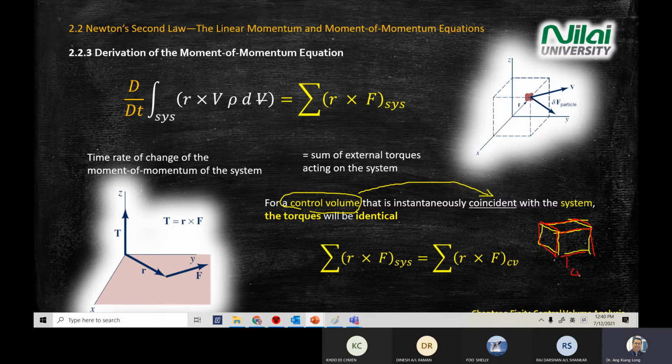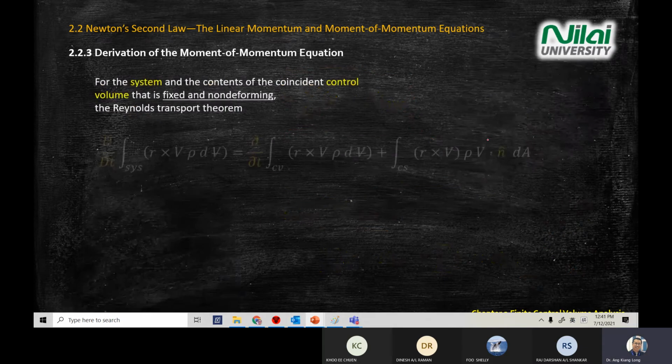The red color is your control volume when you do analysis. So the torque inside this control volume will be identical in your analysis. What does it mean? The right hand side of the equation for the system can be written as control volume. You can change this to control volume only when the yellow line and the red line are at the same place, or we call it coincident. Okay, I move forward.